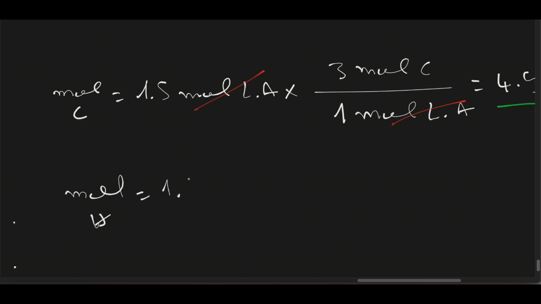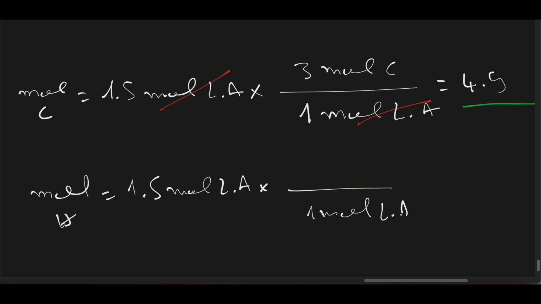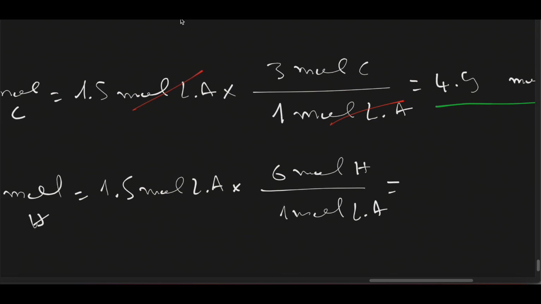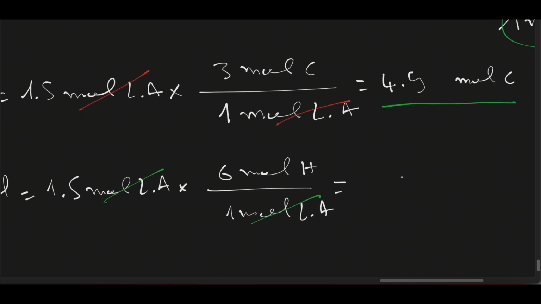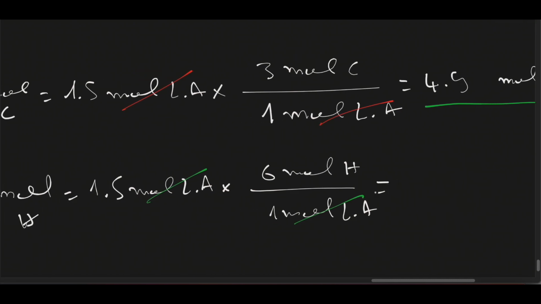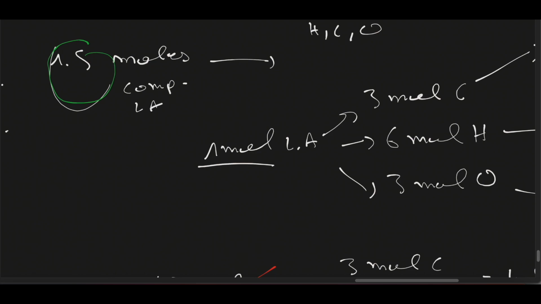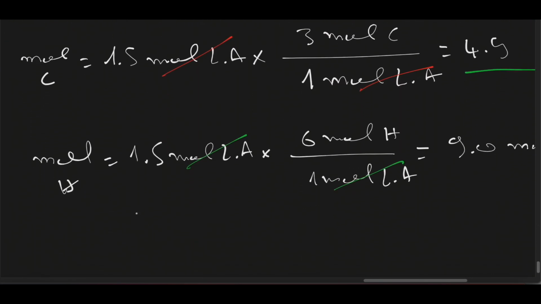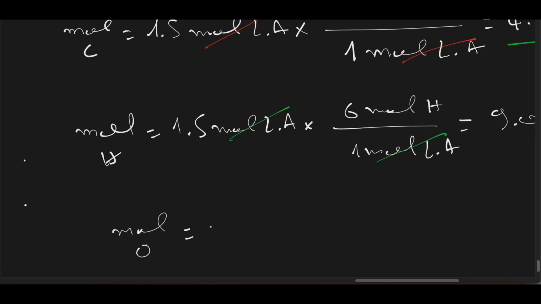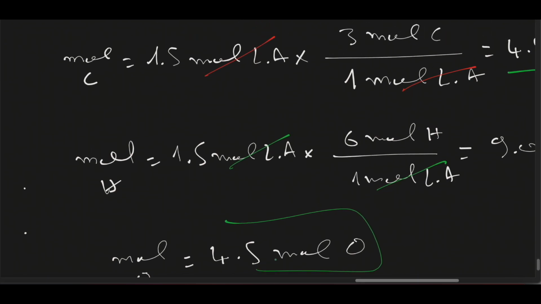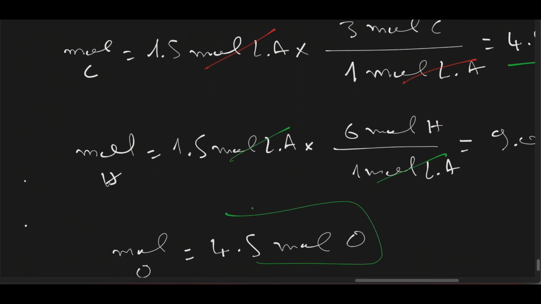The same thing with the number of moles of hydrogen. We have 1.5 moles of lactic acid times, we said that 1 mole of lactic acid contains 6 moles of hydrogen, which is equal to, so here we cancel mole of lactic acid and we get a value of 9 moles of hydrogen. And here, because we have the same number of moles for carbon and oxygen, without making the calculation we have 4.5 moles of oxygen. So there are the number of moles of each element for 1.5 moles of lactic acid.